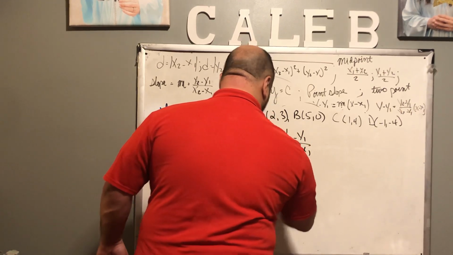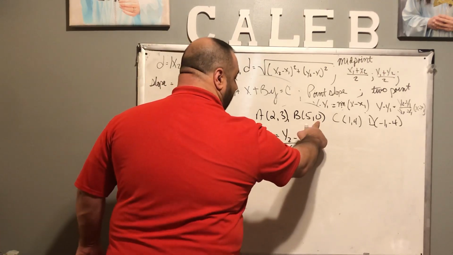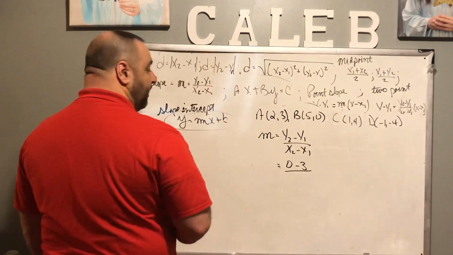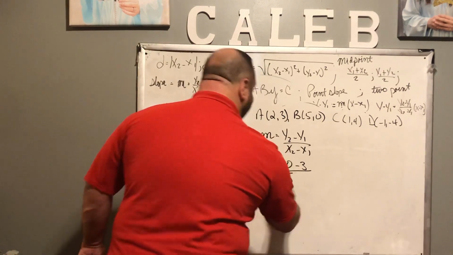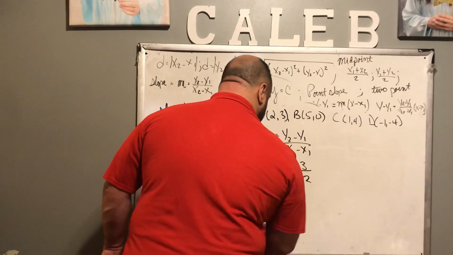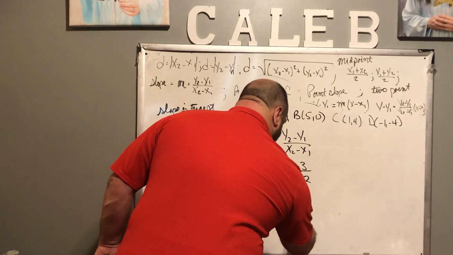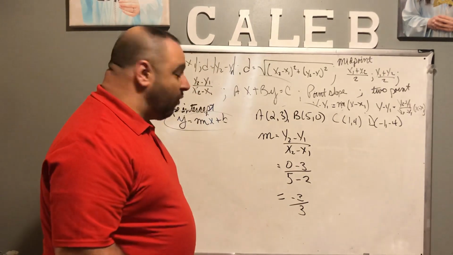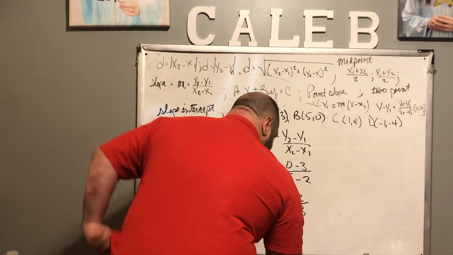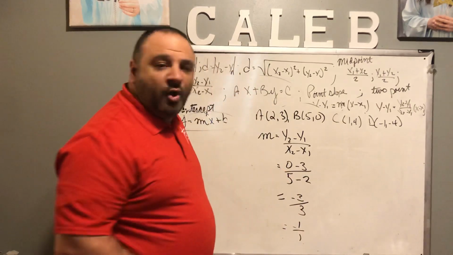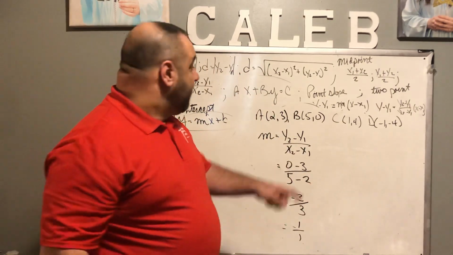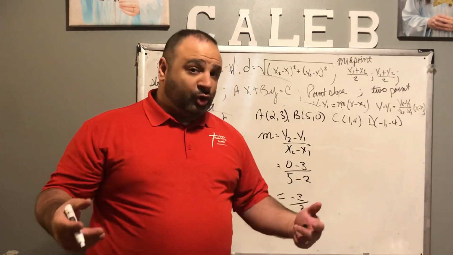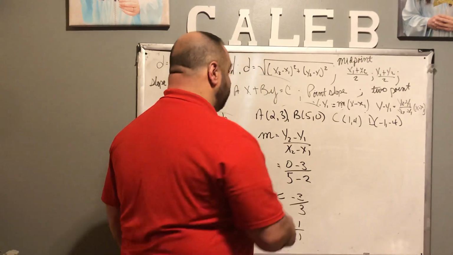So let's plug them in here. y2 is 0, so 0 minus y1, which is 3, over x2, which is 5, minus x1, which is 2. So we have -3 over 3. So -3 over 3 gives me an answer of, if I reduce that, -1 over 1, or simply -1. Now, if this slope comes out to be the same answer, then we can conclude that the lines will be parallel. So let's plug these in here.